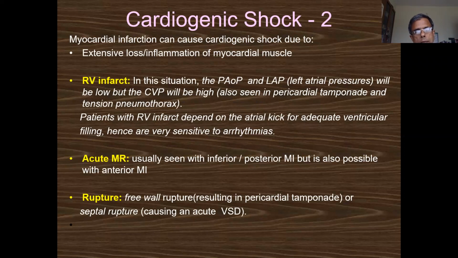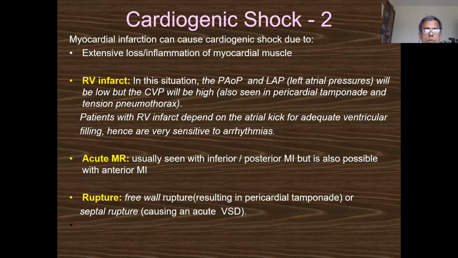In an RV infarct, you would find that the CVP will be high, but the left ventricle will be underfilled. So the treatment in this situation is to give more fluids, even though the CVP is high, so that you increase the MCFP and push more fluid into the left side, which can then pump up. This is in a pure RV infarct. If you do this in an LV infarct, you may find that your lungs are getting flooded.